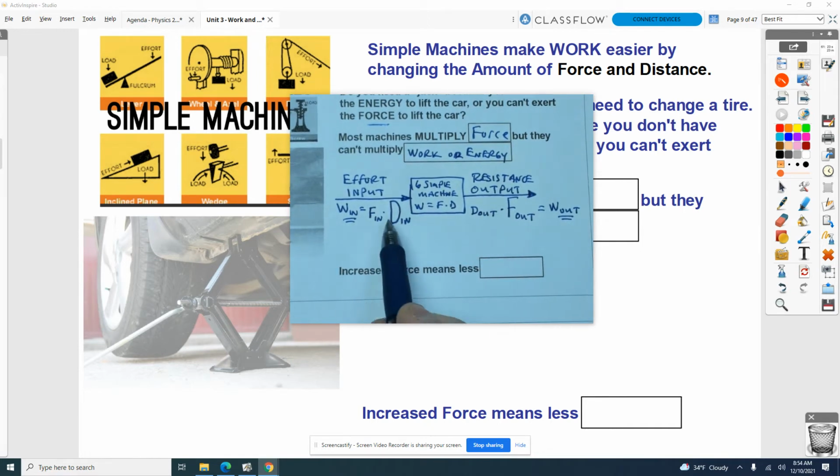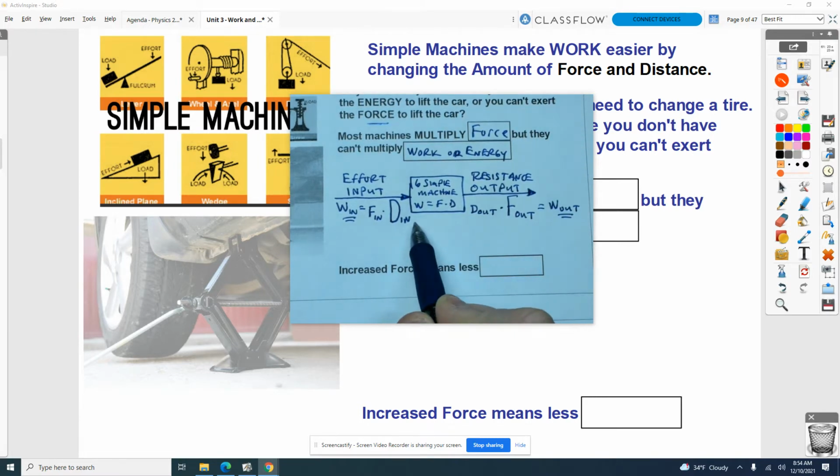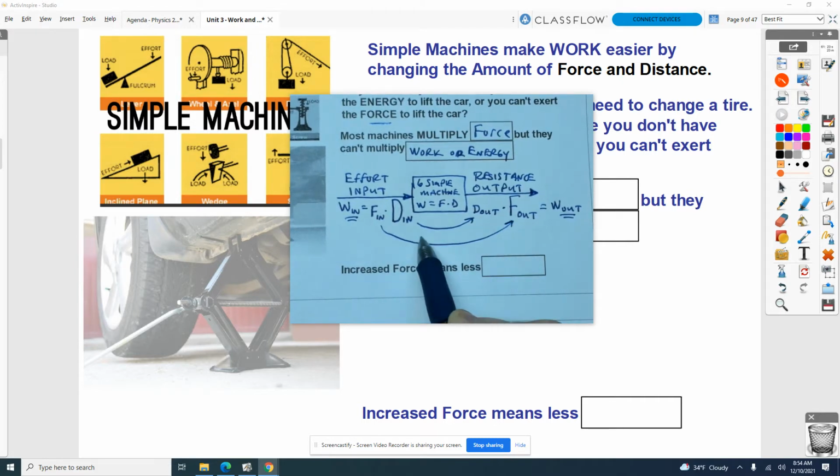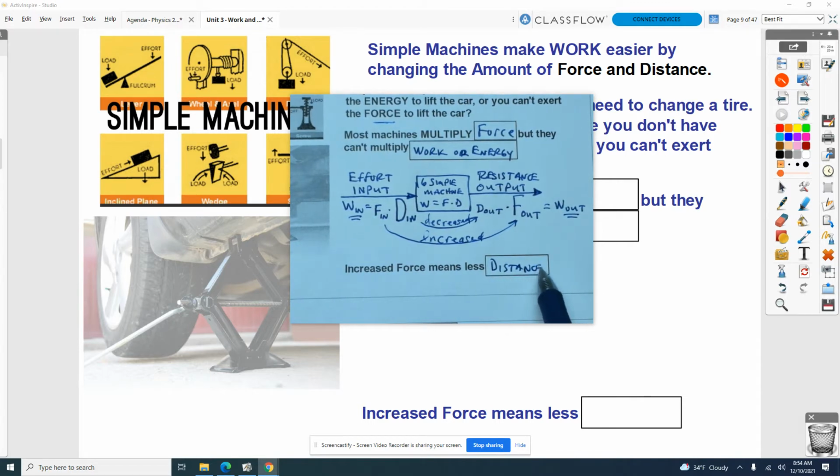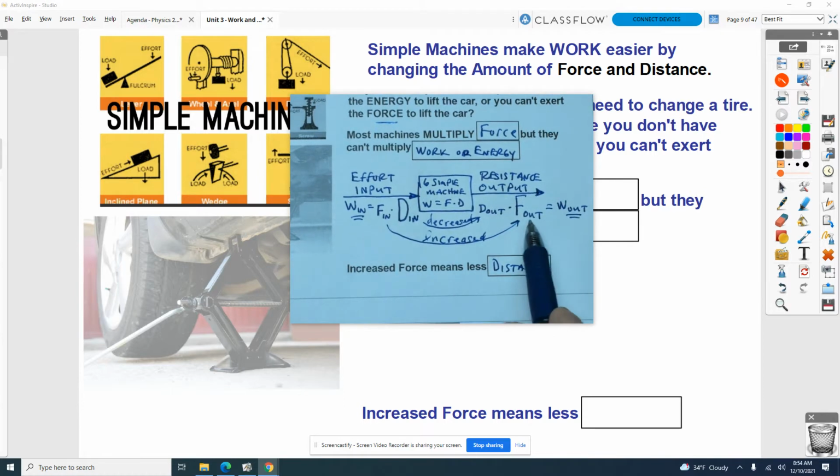And so we see the product of input force and input distance is the same as the product of output force and output distance. If I get an increased amount of force, that comes at the expense of a decreased distance. And again, if you're not able to observe this lesson in class, typically we do some demonstrations that show exactly this idea. So increased force means less distance. The amount of work that you do, ideally, would be the same. We just get a bigger force with less distance.